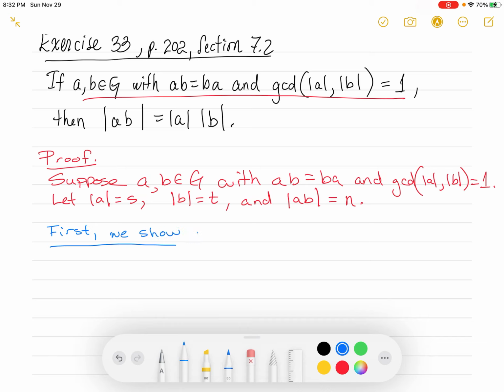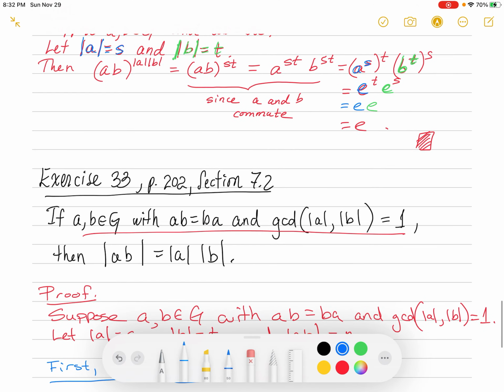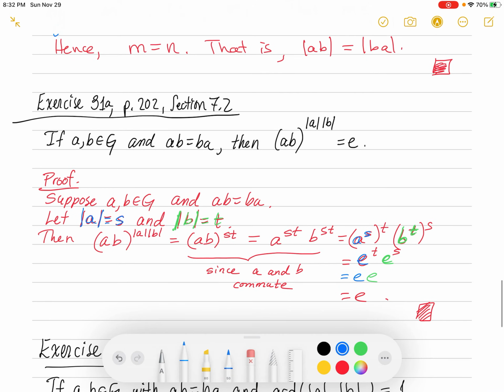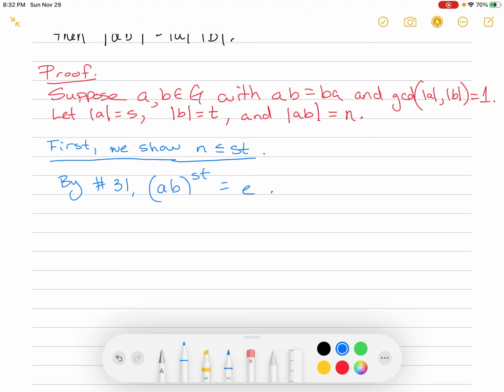Let me write that out. First, we show N is less than or equal to ST. Okay, how am I going to do this? So by number 31, we've just proven 31, that means AB to the ST power equals the identity. That's exactly what 31 says, right? AB to the ST power equals the identity.